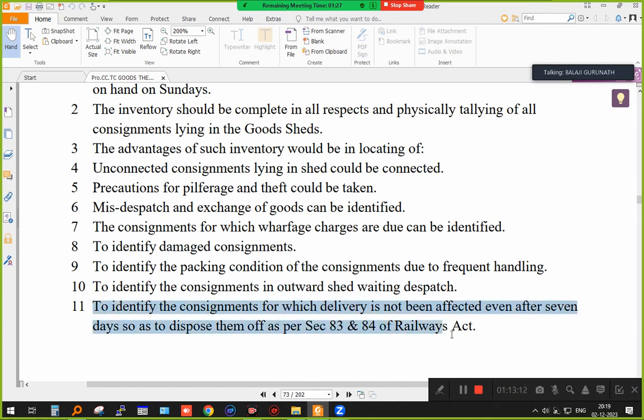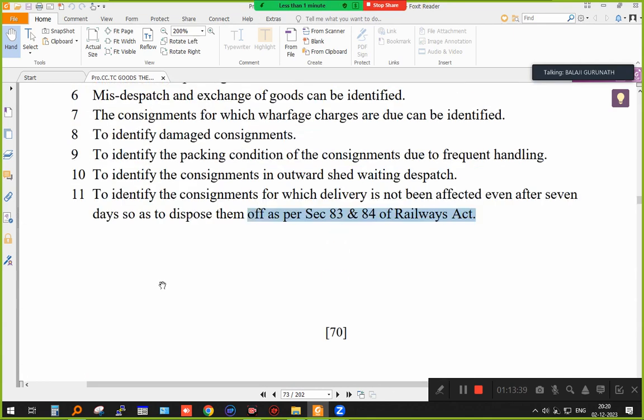This is the last point which I told. To identify consignments for which delivery is not effected even after 7 days, so as to dispose of as per sections 83 and 84 of the Railway Act. If the company has not taken delivery for 7 days, then there is a process under 83 and 84. So the Sunday stock is an important aspect.